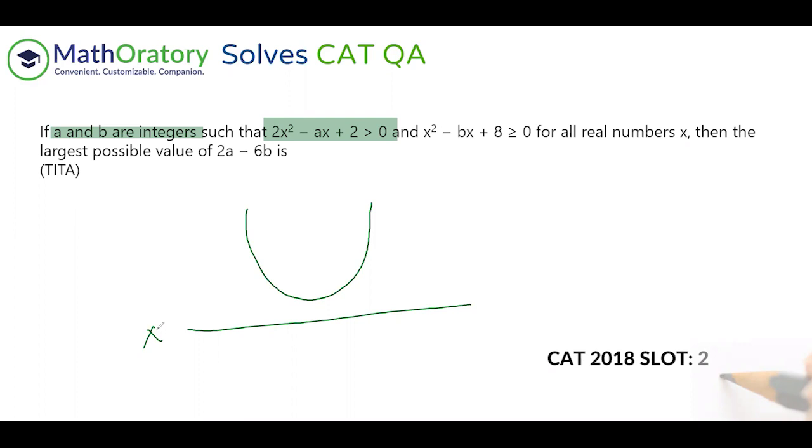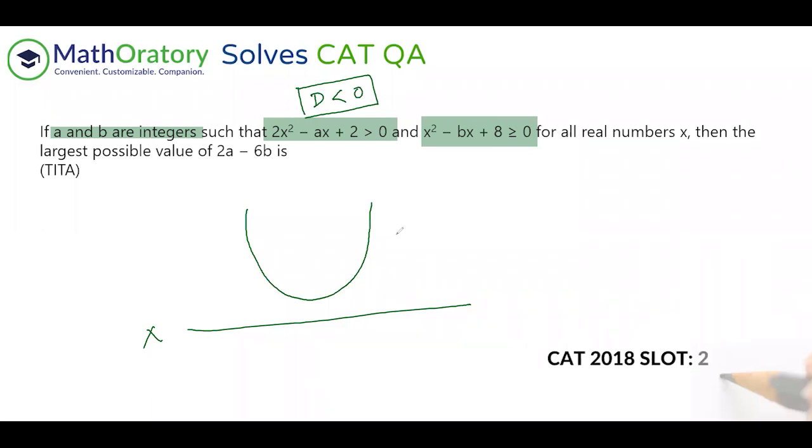So if there are no real roots, the discriminant is less than 0. I'm writing this as d, the discriminant has to be less than 0. That is the condition from here. Similarly, in the second case, we have greater than or equal to 0. A couple of things are possible: either it is all greater than 0, or it is just touching, so it can never be negative.